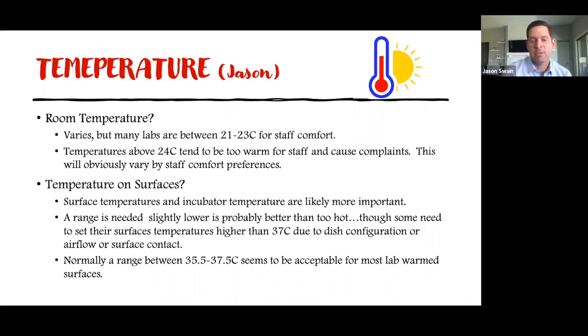The caveat being your surface temperatures may have to be slightly higher than, say, the 37 degrees that you'd have for your incubators because of your dish configurations and contact points. You may need a slightly higher surface temperature to get 37 degrees or thereabouts in the dish. It's important to measure. And importantly, when you measure, you need to make sure you're using an accurate thermometer, which means that it's been calibrated or is up to date.